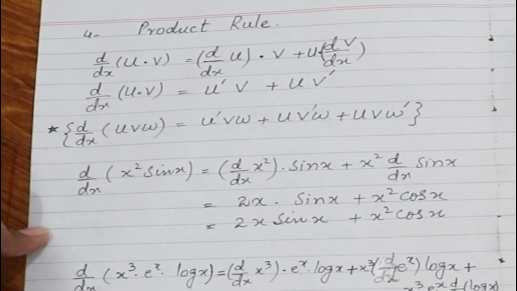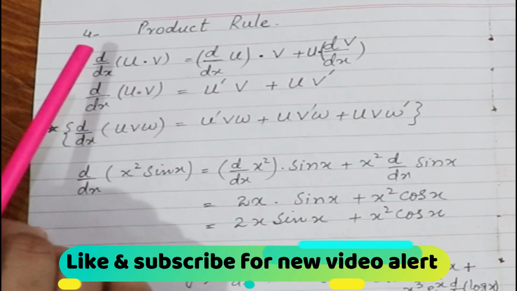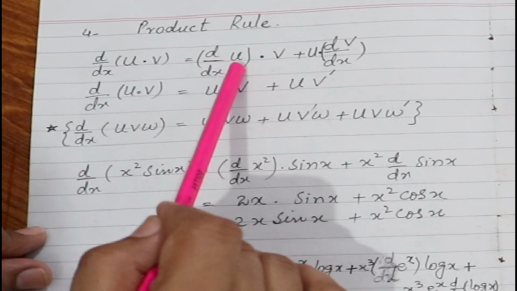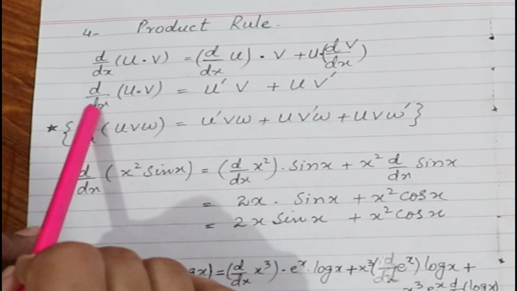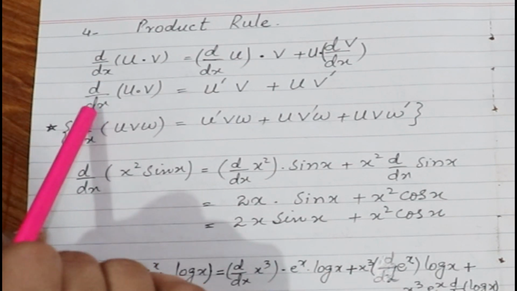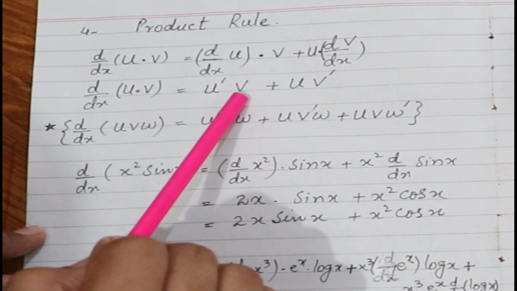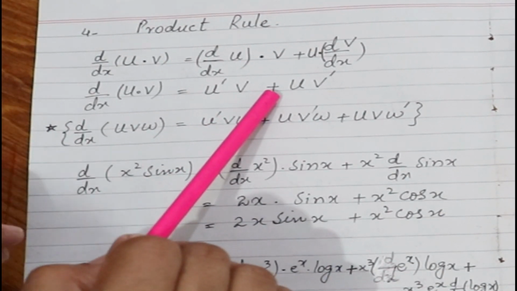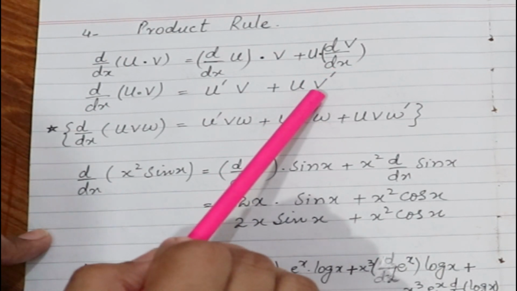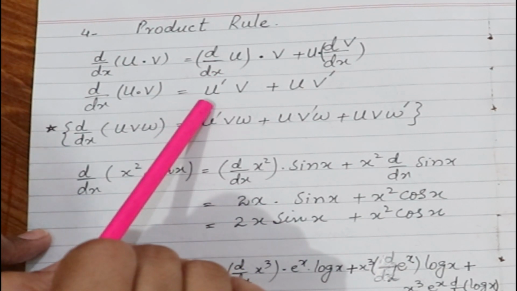Fourth is the product rule. Here we have two functions which are associated by means of multiplication. When derivative applies on this, the derivative will take the following form. Derivative applies on right hand side and left hand side, d upon dx of u dot v. First derivative applies on u, which is u dash, v same, plus according to the formula, now u will be the same and derivative applies on v. v prime means derivative of v, here u prime means derivative of u.